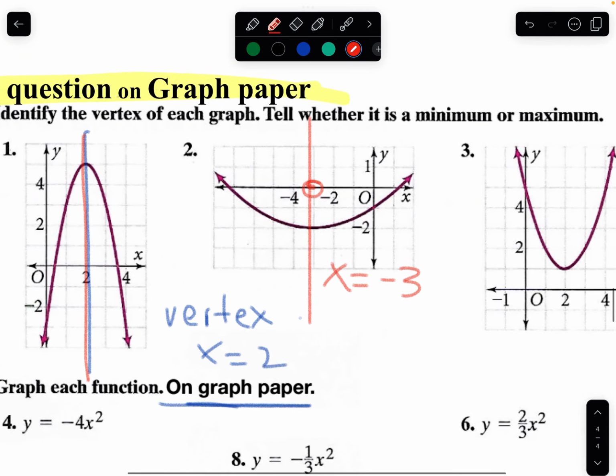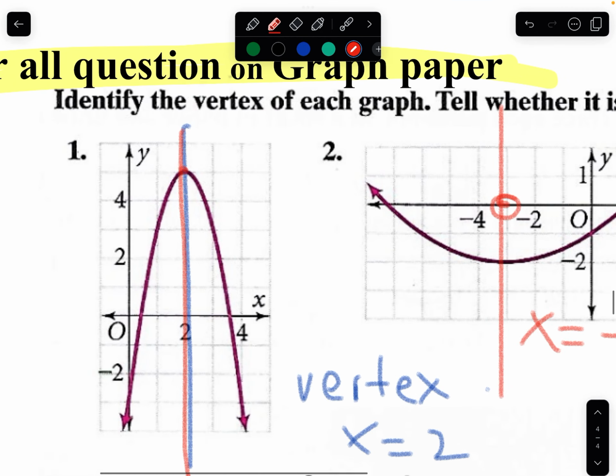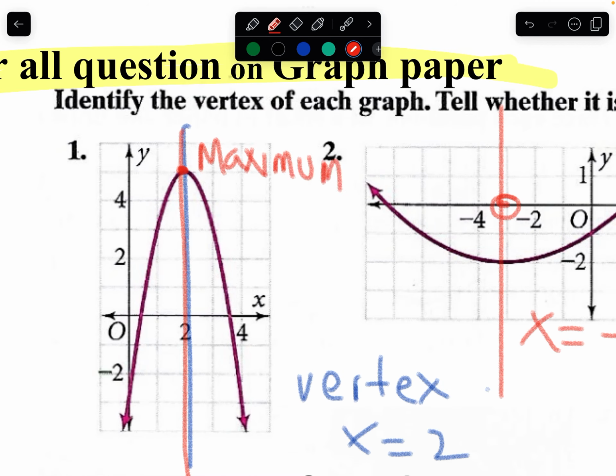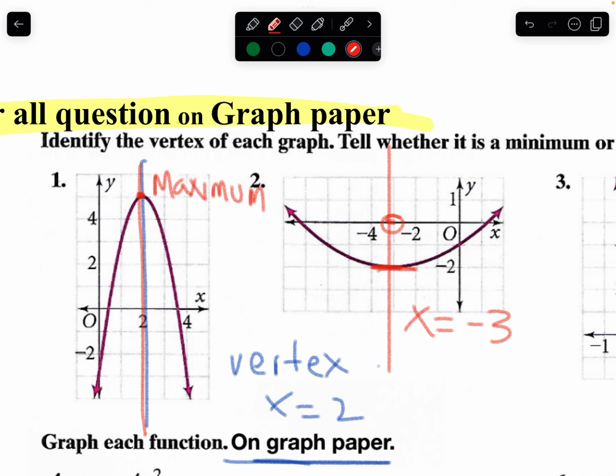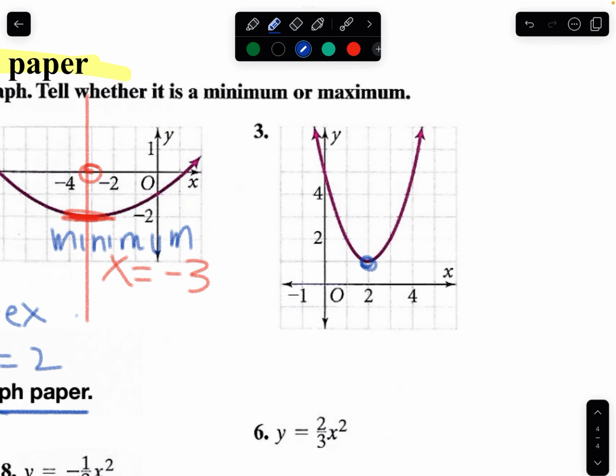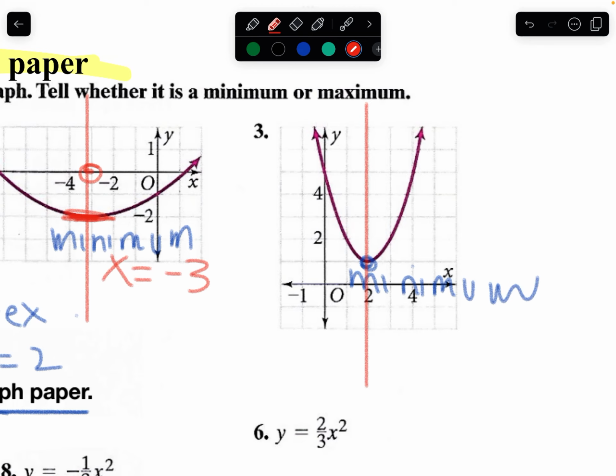Okay, to tell whether it's minimum or maximum. This is a maximum graph. This is a minimum graph. This is also a minimum graph. Axis of symmetry cuts it in half here at x equals 2.